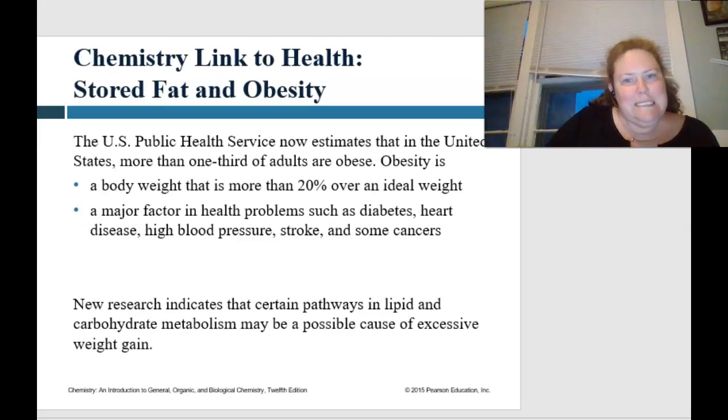So let's link this to health. The U.S. Public Health Service now estimates that in the United States, more than 1/3 of adults are obese. Obesity is where you have a body weight that's more than 20% over your ideal weight, and it's a major factor in health problems such as diabetes, heart disease, high blood pressure, stroke, and some cancers. New research indicates that certain pathways in lipid and carbohydrate metabolism may be a possible cause for excessive weight gain.